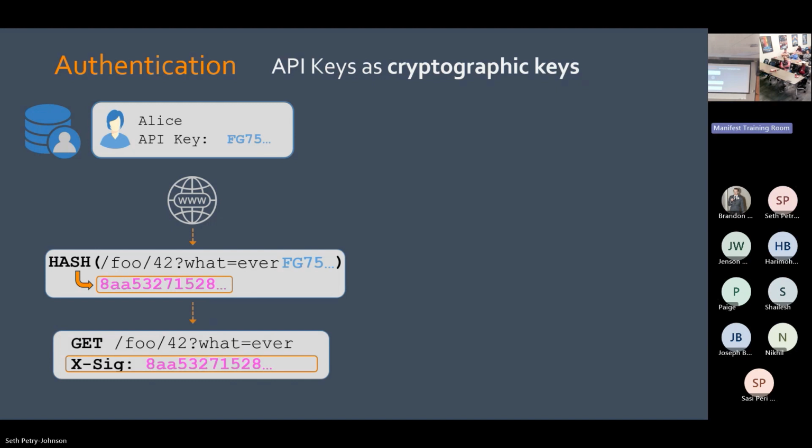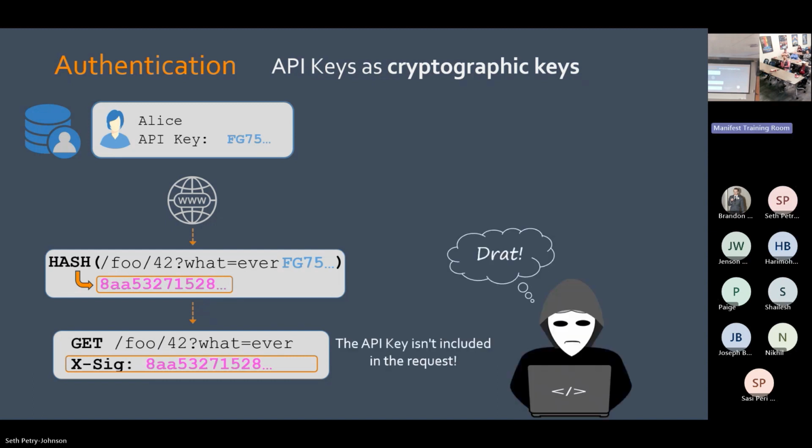So the client will then submit the request to the server, right? It makes its normal request with its full parameters, and it passes the signature as a header. Now the API key itself is not sent over the wire. It's used to calculate that signature. The API key itself is never transmitted, and because the hashed value cannot be easily reversed, if an attacker were to capture that, they cannot easily reverse it back into the API key.